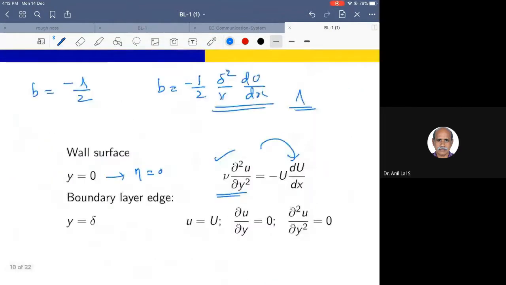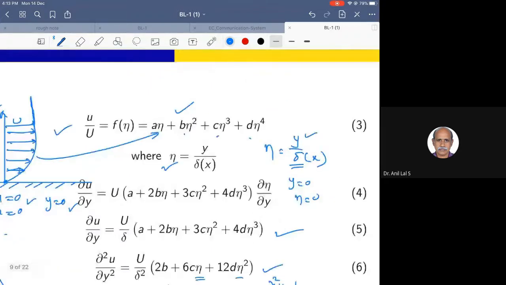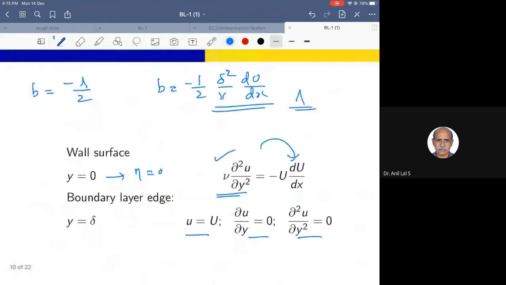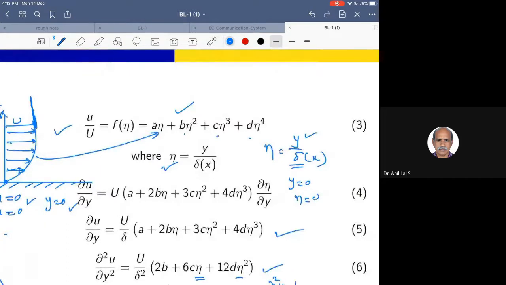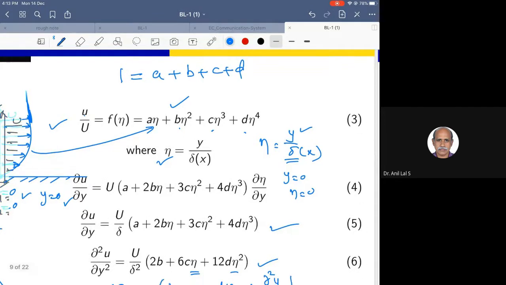Now we have three more conditions at y is equal to delta, that is at the edge of the boundary layer. Y is equal to delta means eta is equal to 1. We have u by U is equal to 1, dou u by dou y is equal to 0, and dou squared u by dou y squared is equal to 0. So at eta equal to 1, u by U is equal to 1, and that gives you A plus B plus C plus D equal to 1, another equation.